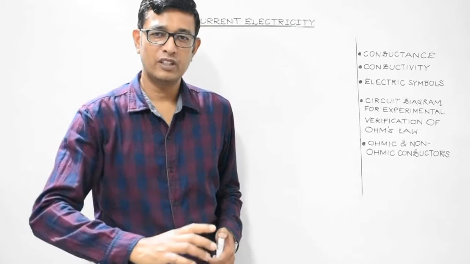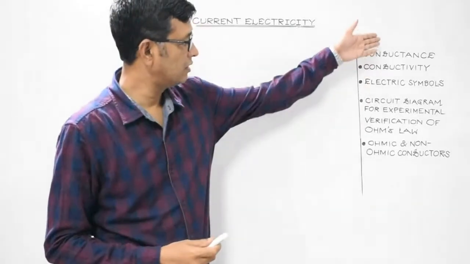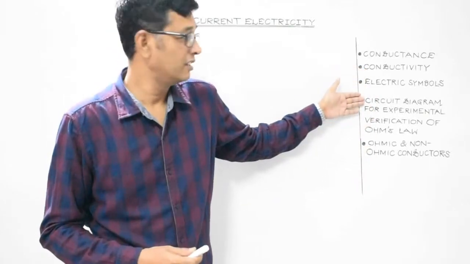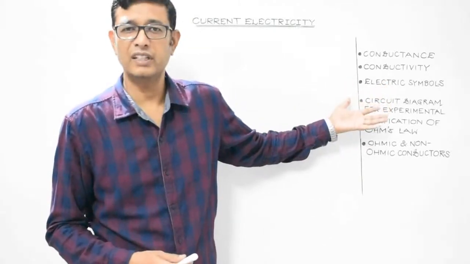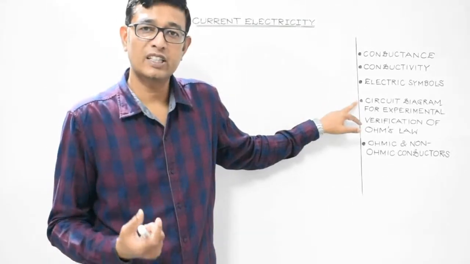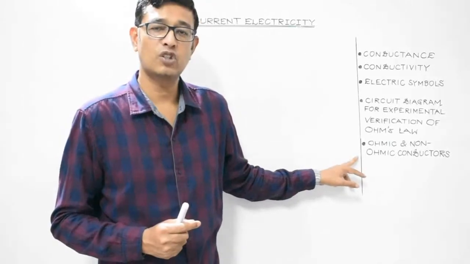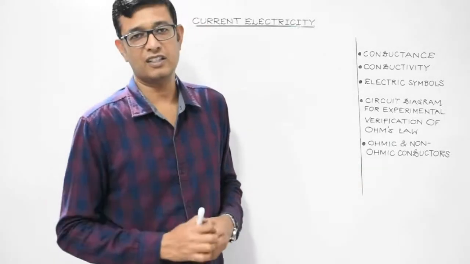So continuing with the previous topics, today we will discuss these terms: conductance, conductivity. Then we will discuss certain electric symbols which will be used in electric circuits, and then we will also discuss the circuit diagram for the experimental verification of Ohm's law. And last but not the least, we will discuss also about ohmic and non-ohmic conductors.